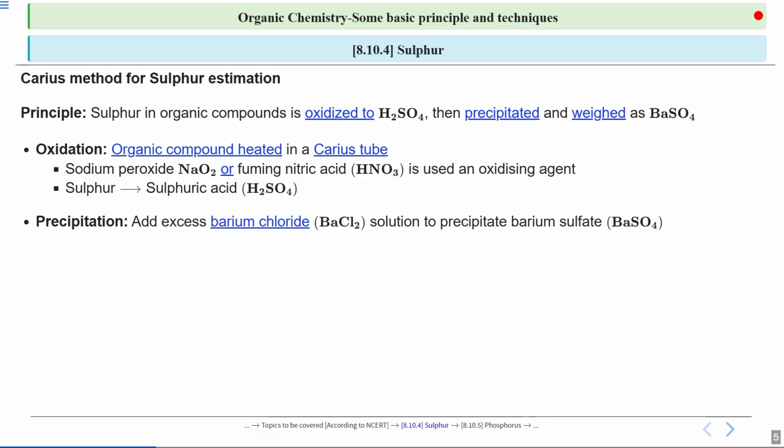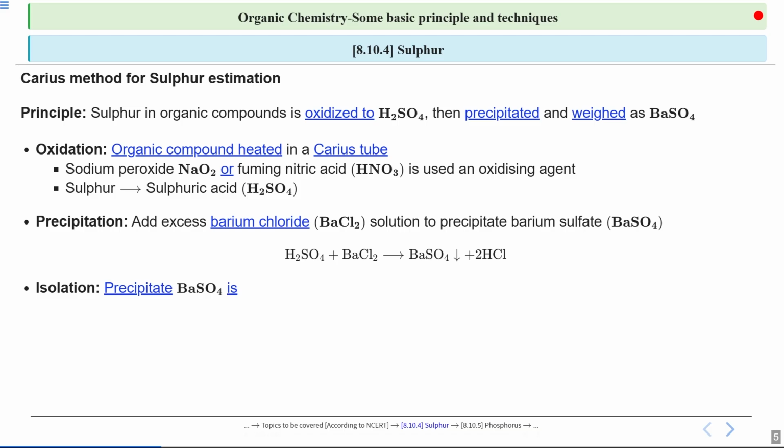After that, what do we do? We have the precipitation step. Excess barium chloride solution is added to the sulfuric acid to precipitate the barium sulfate. This is a common method to isolate sulfate ions. In this chemical reaction, sulfuric acid reacts with barium chloride to produce barium sulfate and hydrochloric acid. Barium sulfate is insoluble, so it forms a solid precipitate.